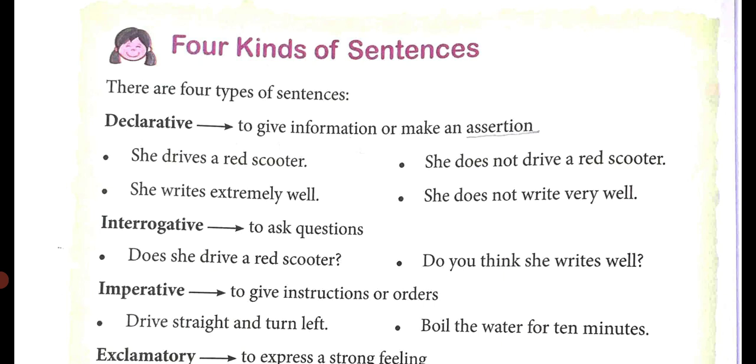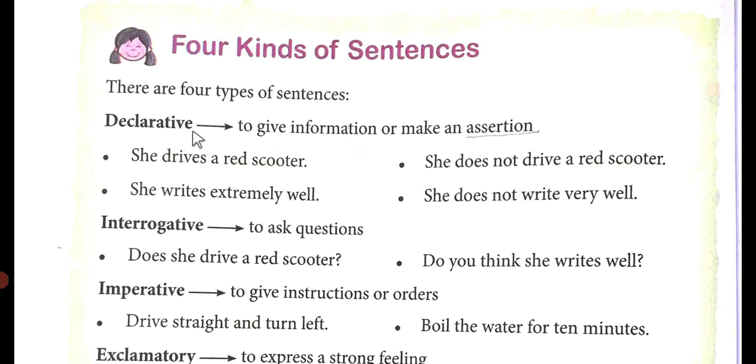Affirmative sentences simply say or state something. For example, I like to eat mangoes. Clear? That means it simply states that I like to eat mangoes. And the other type is the negative form. These sentences express negative meaning. For example, I do not go to school. This is a negative sentence.